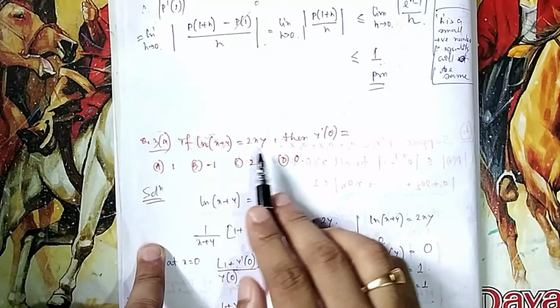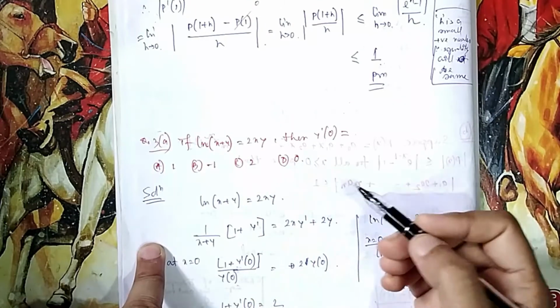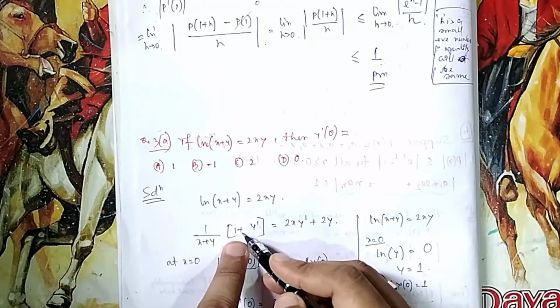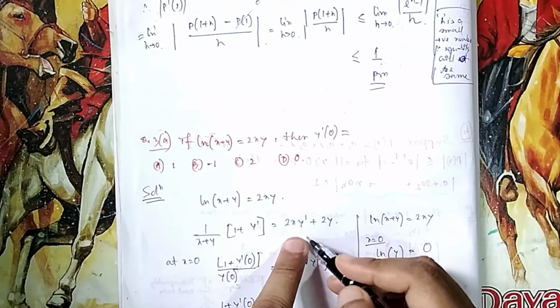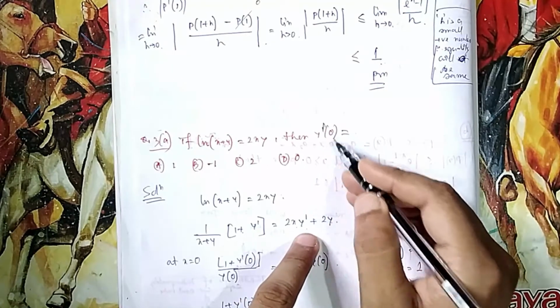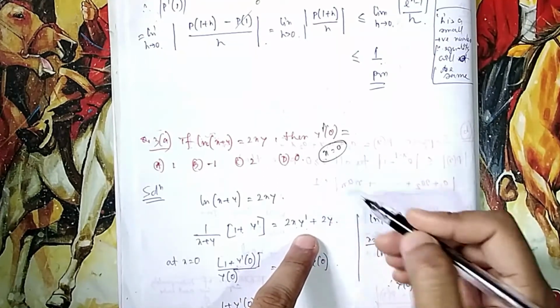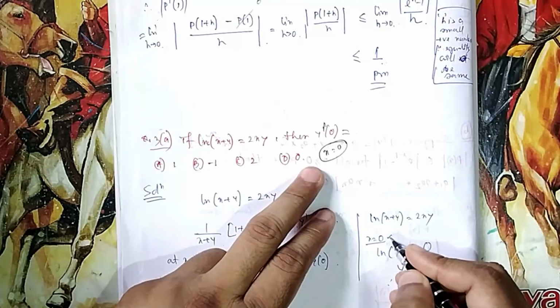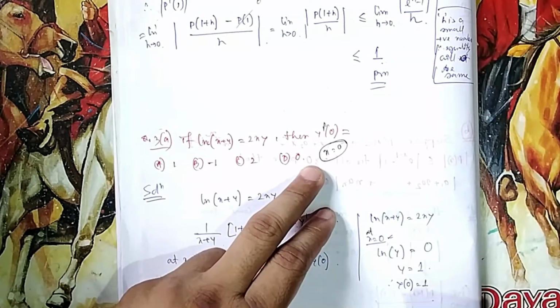3a, if ln(x plus y) is equal to 2xy, then find y dash at 0. Simple differentiation. You do differentiation: 1 by (x plus y), then differentiation of x is 1, y is y dash. Again product rule: 2x, y is y dash, plus 2y. Now you have to find it. y dash 0 means at x equal to 0 you have to find. So if you put x equal to 0, you need the value of y also.